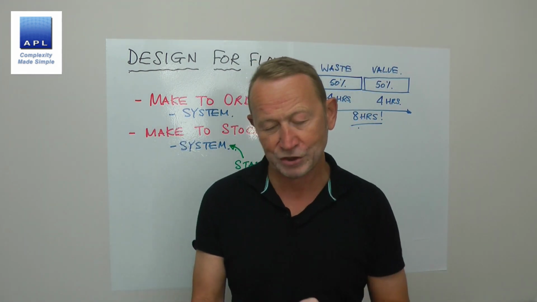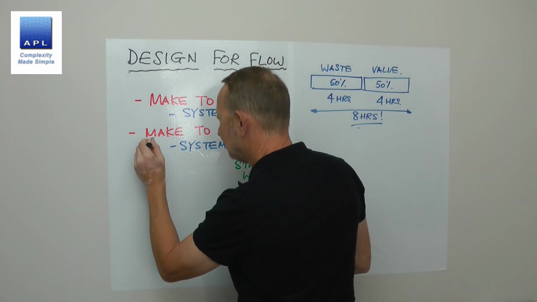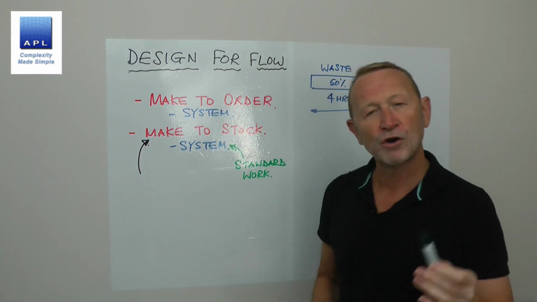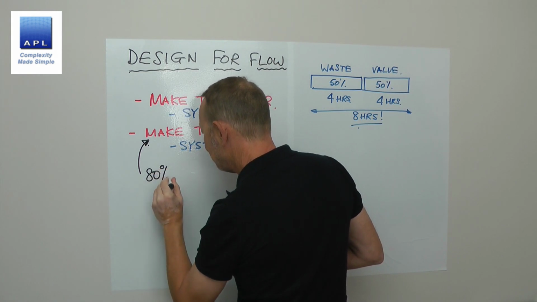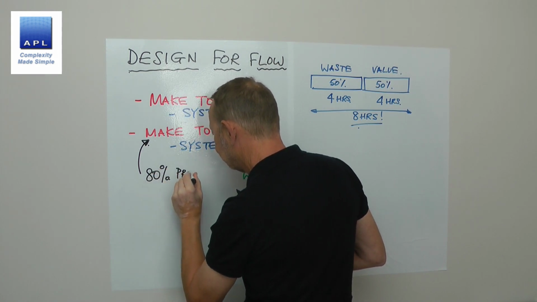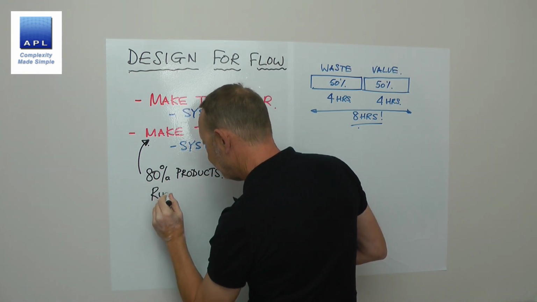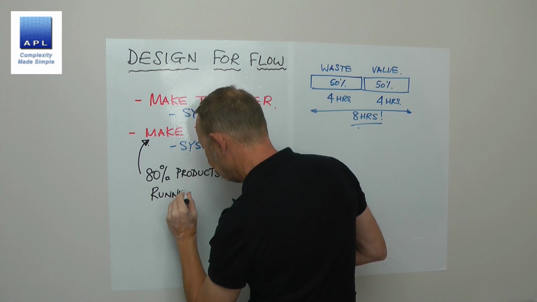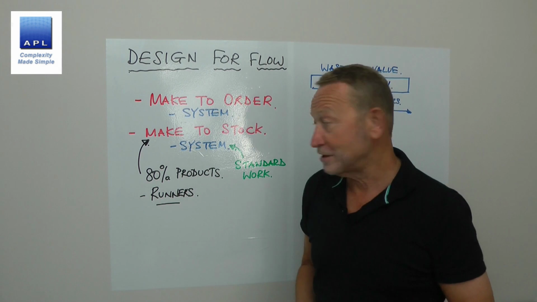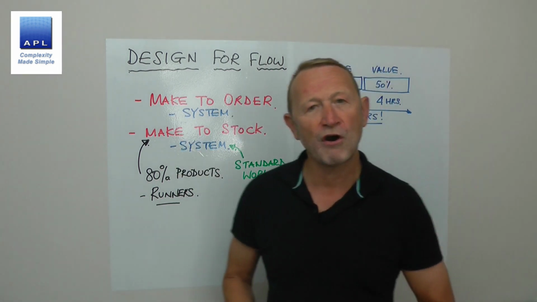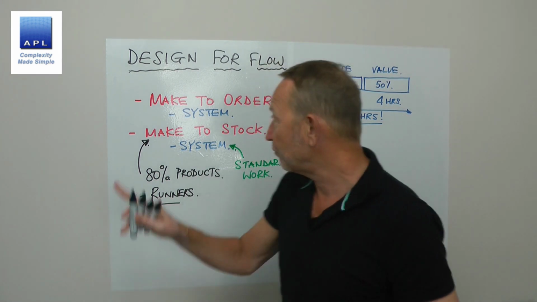Now the system that's going to be most important to you is going to be make to stock. Why is that? Because probably 80% of your products are runners, regularly ordered, going out the factory day after day after day, and therefore stock is low risk on your runner product.